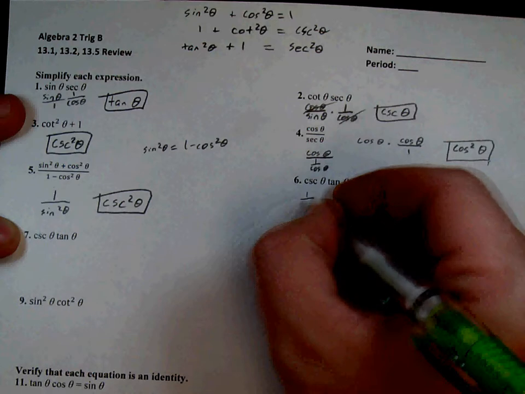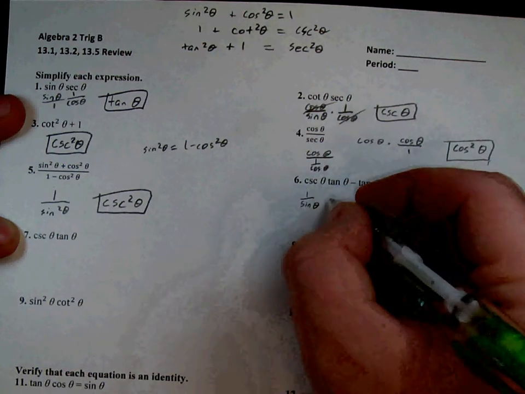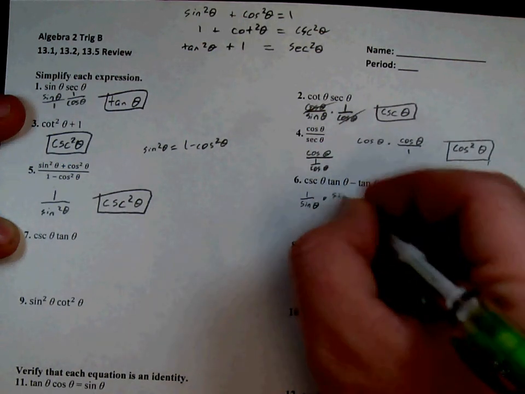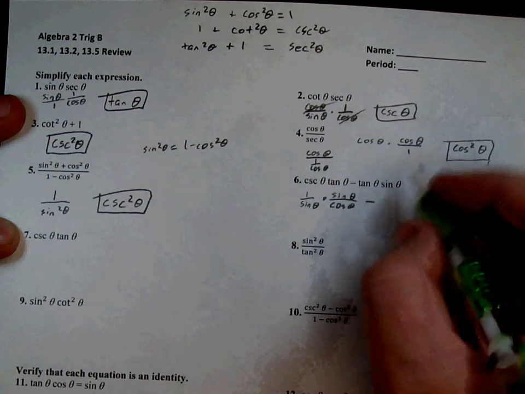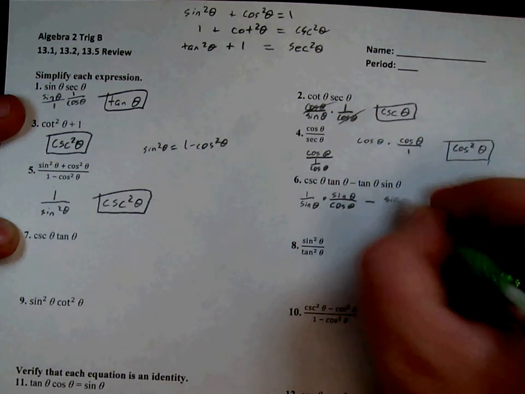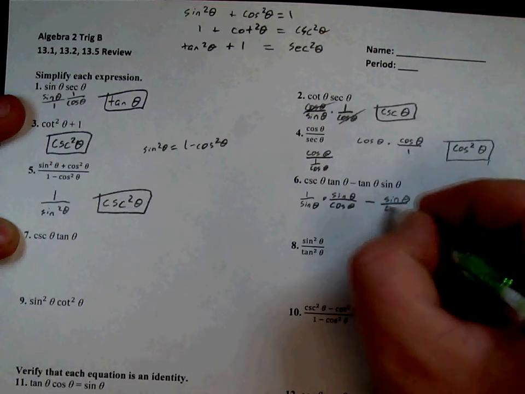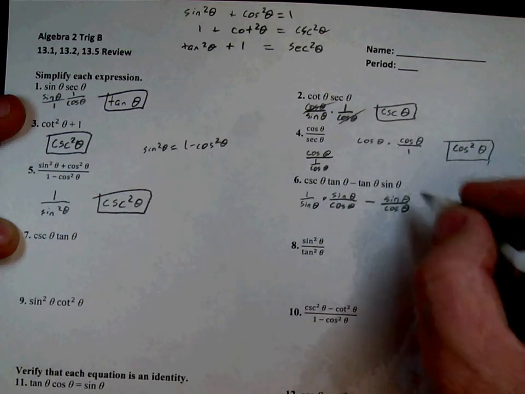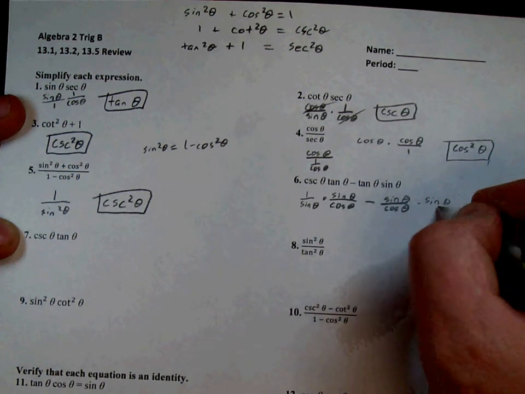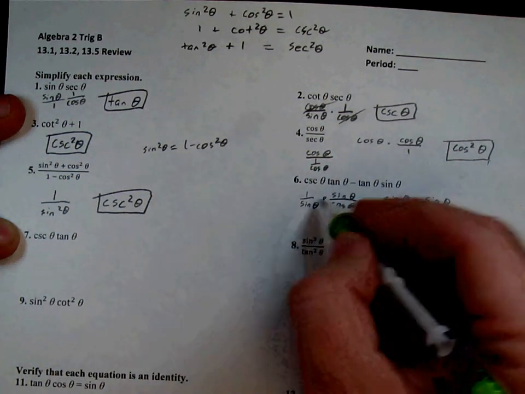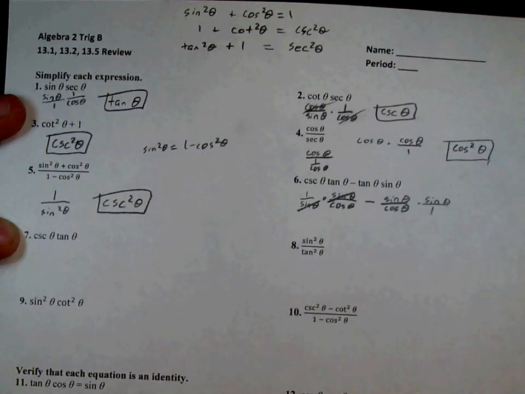Cosecant is 1 over sine. Tangent is sine over cosine, minus tangent, which is sine over cosine. It's not the only way to do this problem. You could have factored out a tangent if you preferred, and gone that route as well. Looks like here in the first, for the plus, those cancel out.